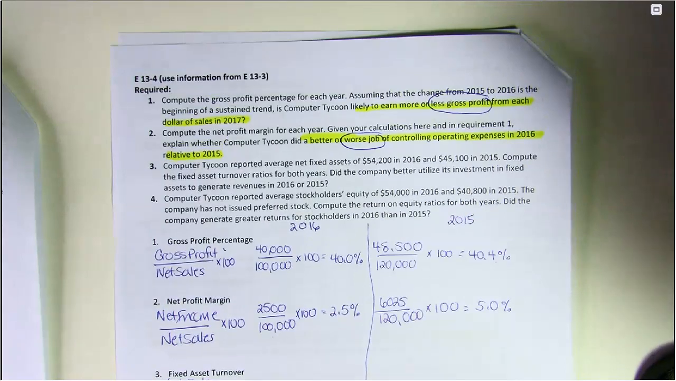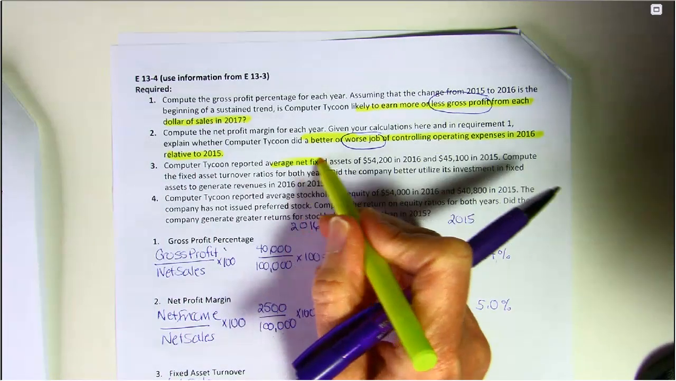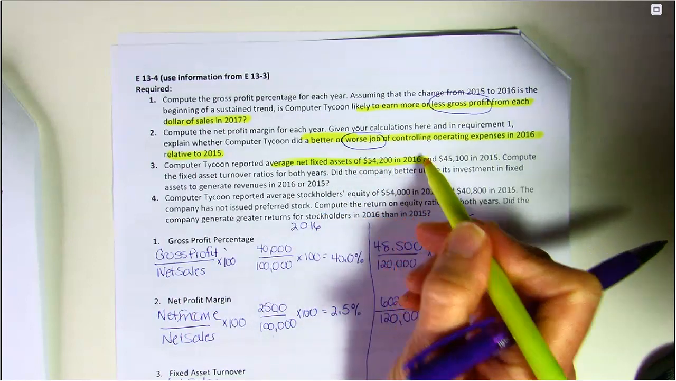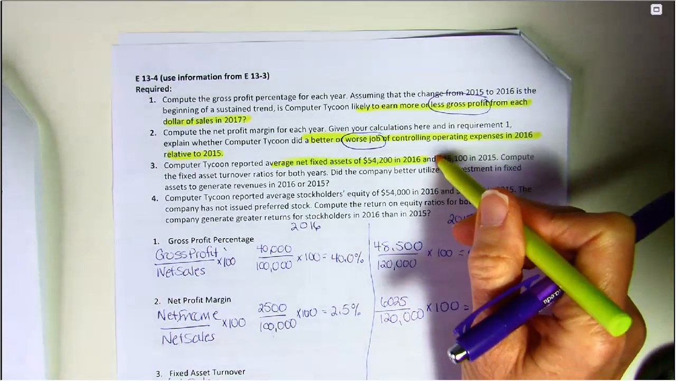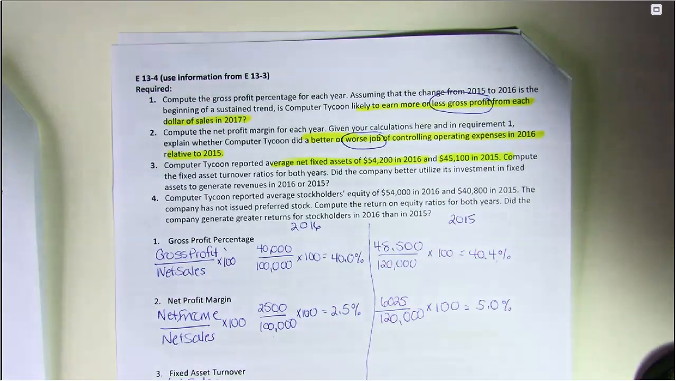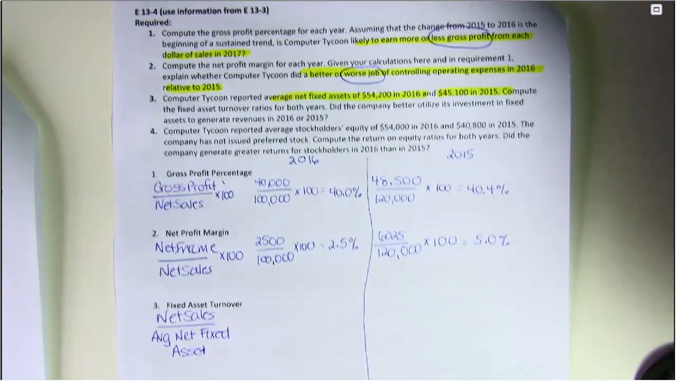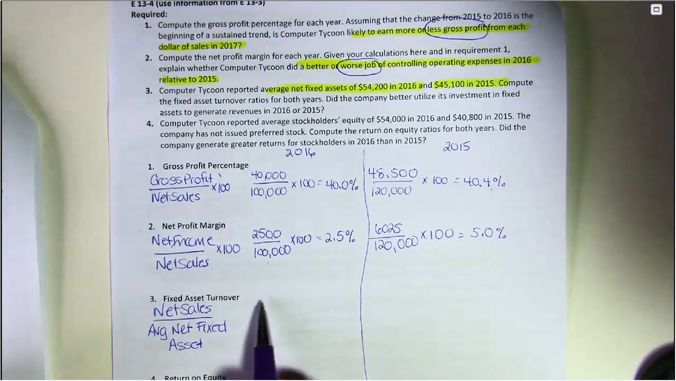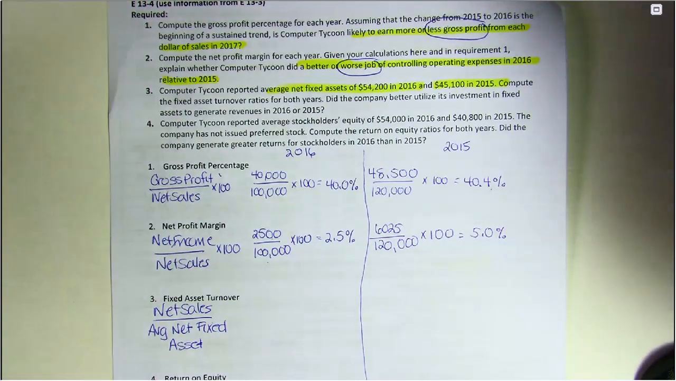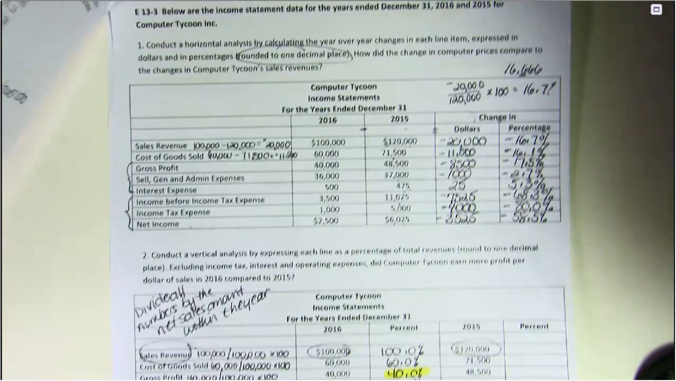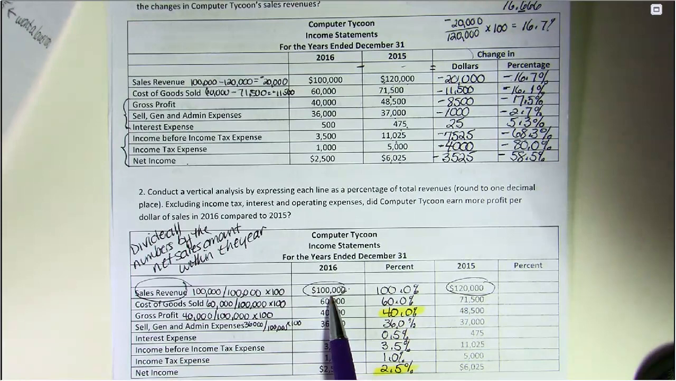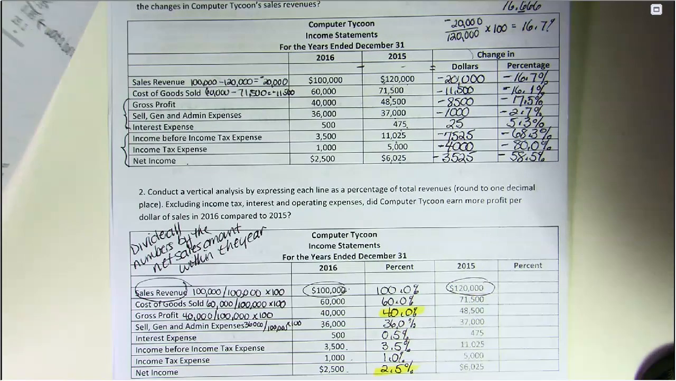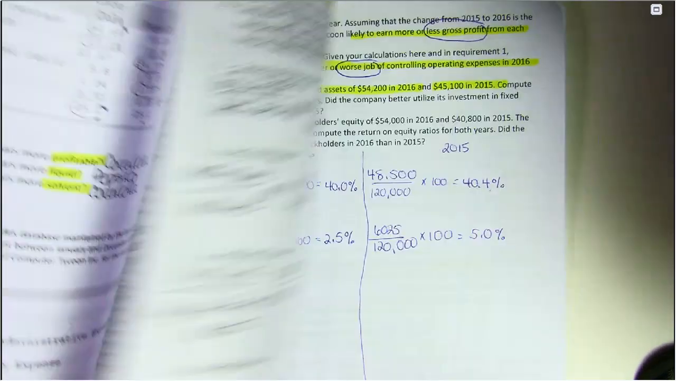It says Computer Tycoon reported average net fixed assets of $54,200 in 2016 and $45,100 in 2015. So they've given us the averages and made our job a little easier. We need to find our net sales for 2016 and 2015. Okay. So our net sales for 2016 are 100,000. Our net sales for 2015 are 120,000.